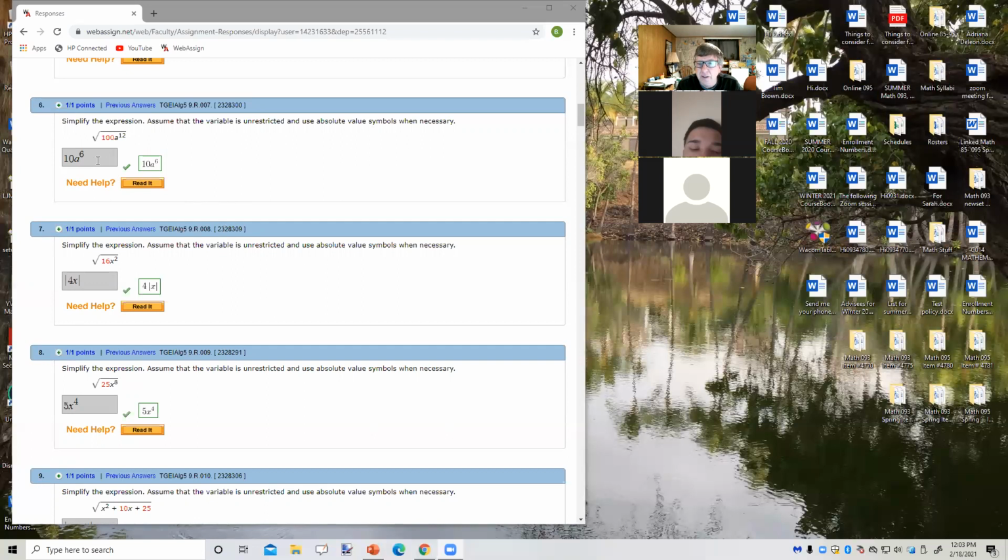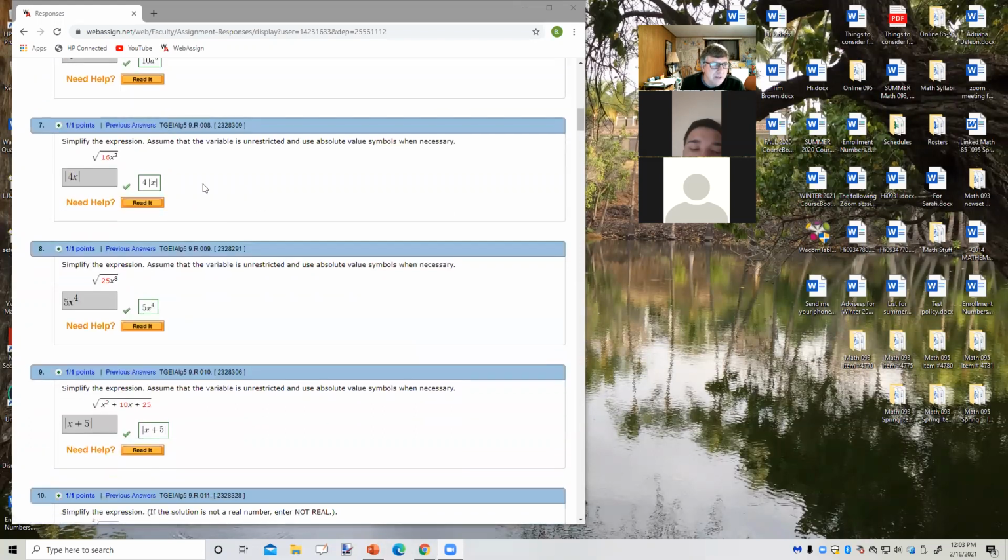Okay, the answer for 6 is 10a to the 6th power, because the variable is raised to an even power. Even if a was negative, a negative number raised to an even power would be positive. So there's no way that 10a to the 6th could be negative. Therefore, no absolute value bars are necessary.